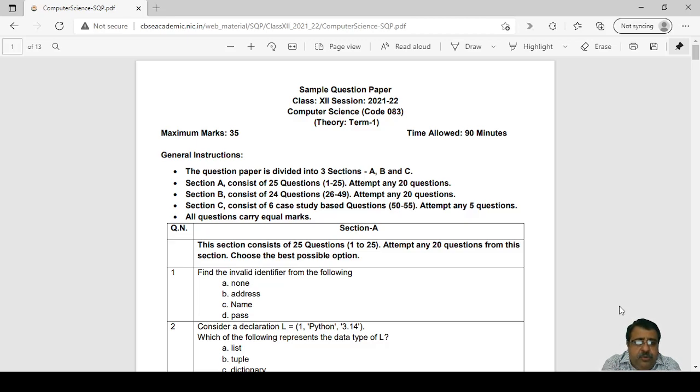So overall you have to attempt 20 plus 20 plus 5, that is 45 questions in a duration of 90 minutes. There is no reading time in this question paper. You will be solving by and large in the OMR sheet. So it is advisable to practice how to mark bubbles in the OMR sheet so that during the examination you don't have any kind of difficulty.